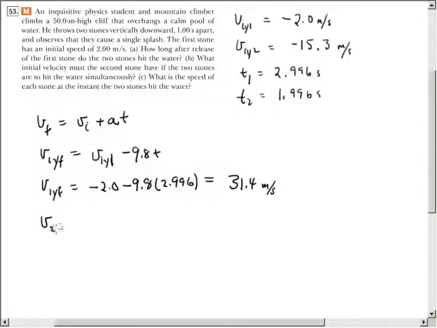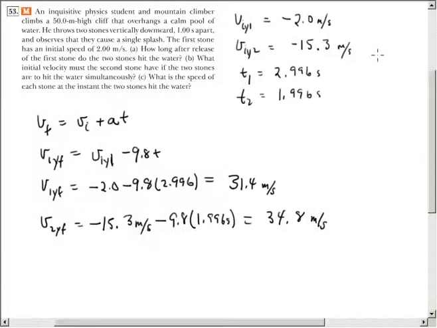Likewise, V2YF will be equal to minus 15.3 meters per second minus 9.8 times 1.996 seconds, and that will be equal to minus 34.8 meters per second. End of problem.